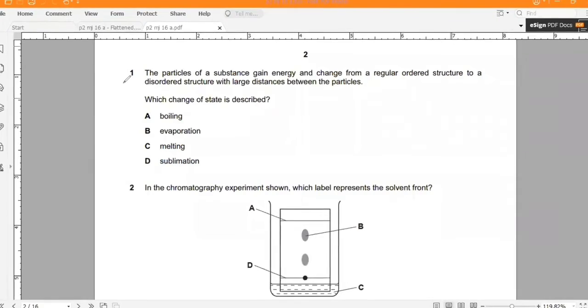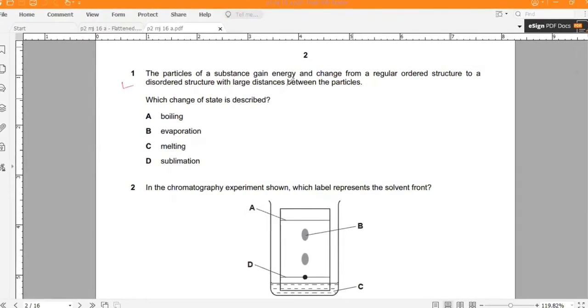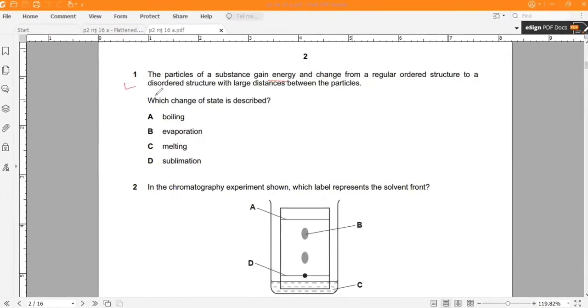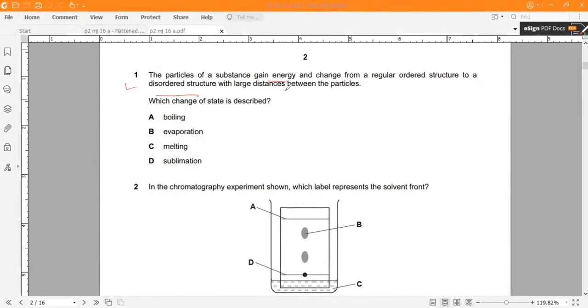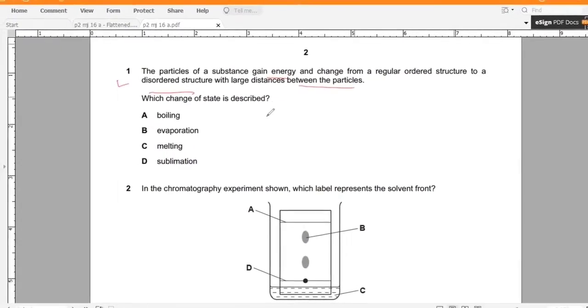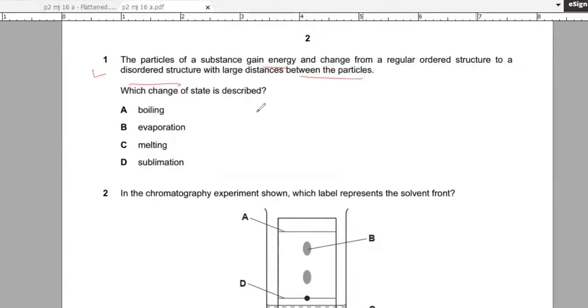Number 1, the particles of a substance gain energy and change from a regular ordered structure to a disordered structure with large distances between the particles. Which change of state is described? You can get a clear idea. They are talking about gaining energy. That means a change of state of matter has taken place and it is becoming a disordered structure.